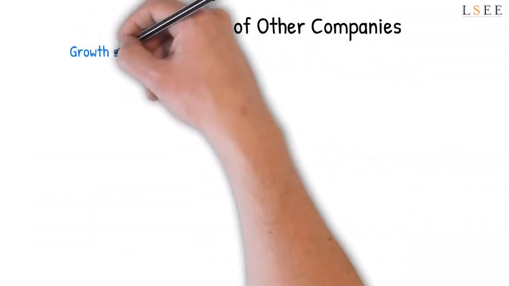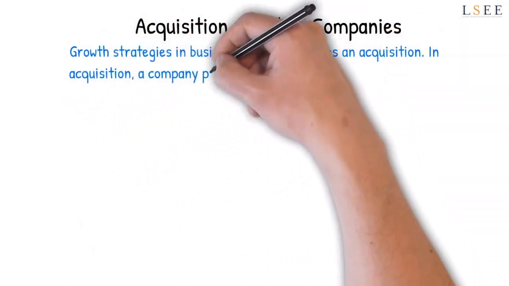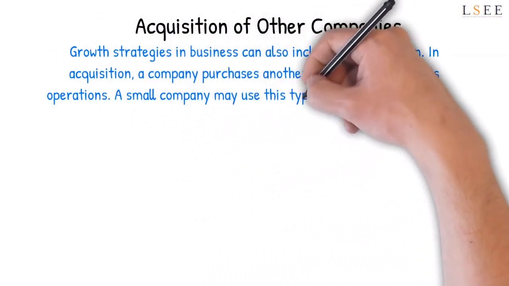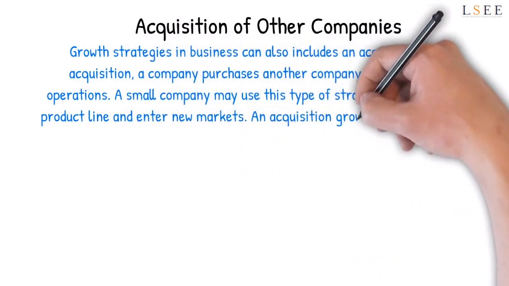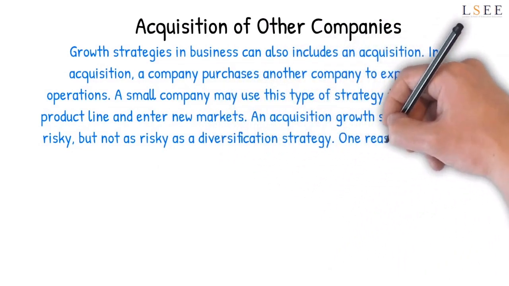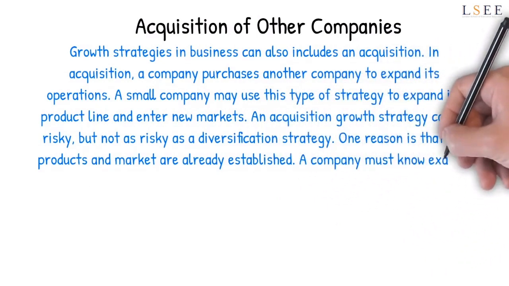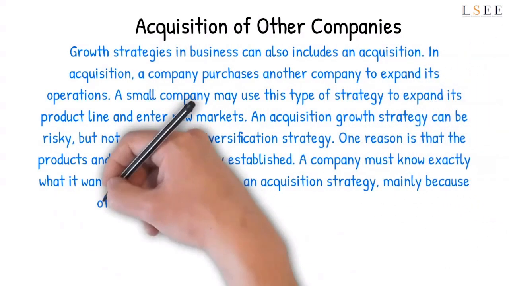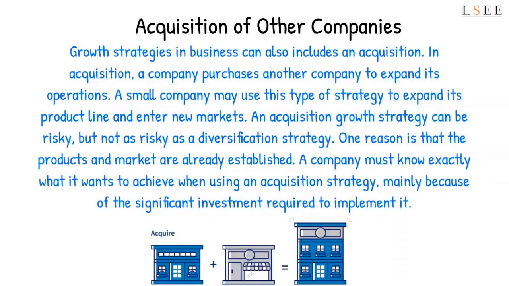Growth strategies in business can also include an acquisition. In acquisition, a company purchases another company to expand its operations. A small company may use this type of strategy to expand its product line and enter new markets. An acquisition growth strategy can be risky, but not as risky as a diversification strategy. One reason is that the products and market are already established. A company must know exactly what it wants to achieve when using an acquisition strategy, mainly because of the significant investment required to implement it.